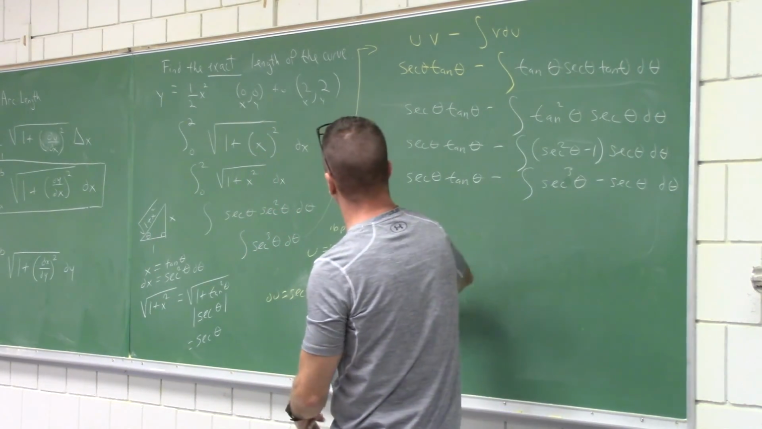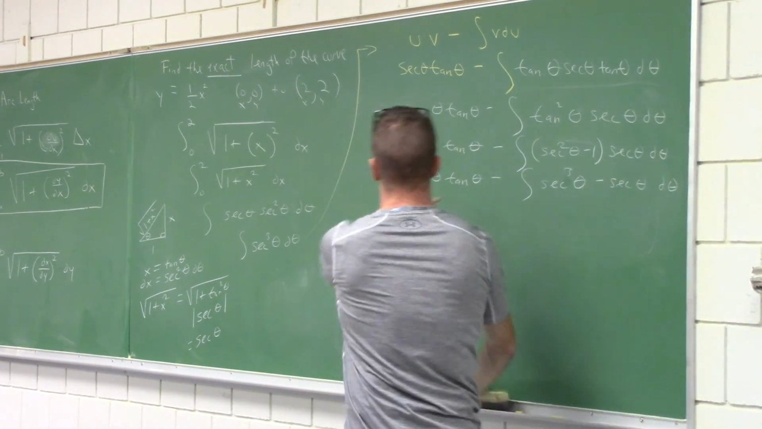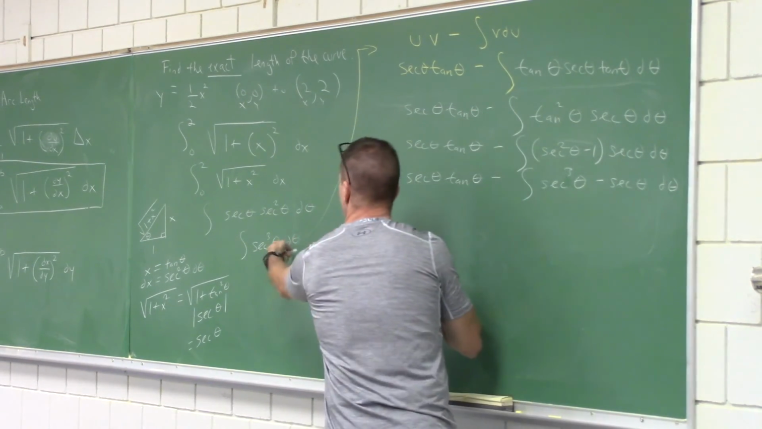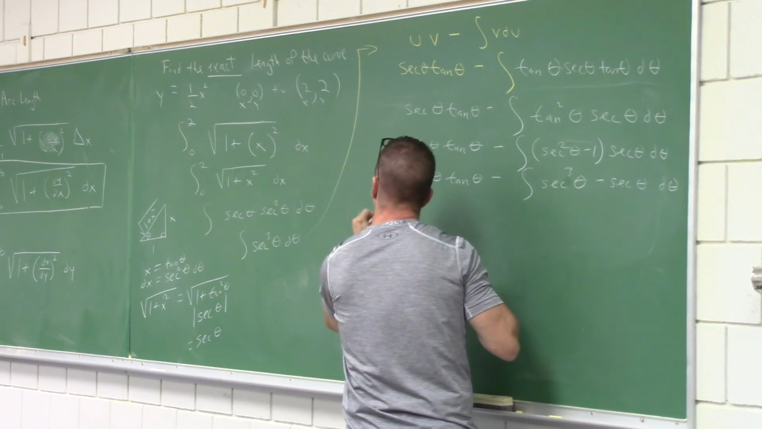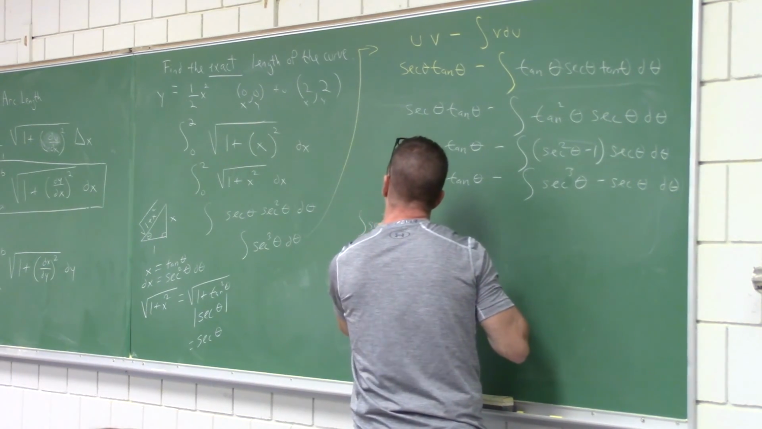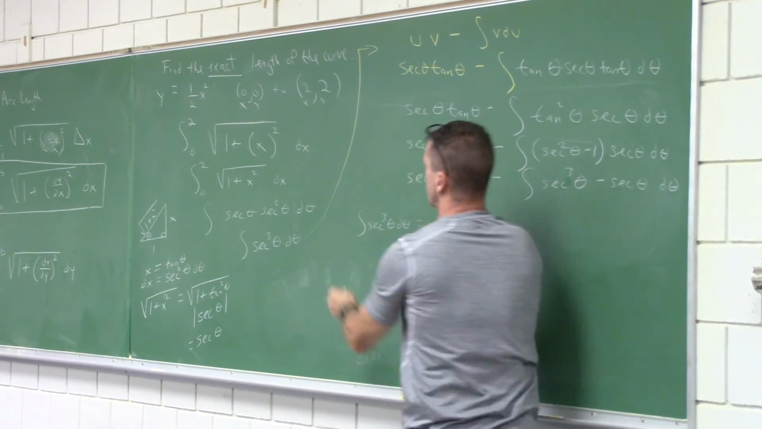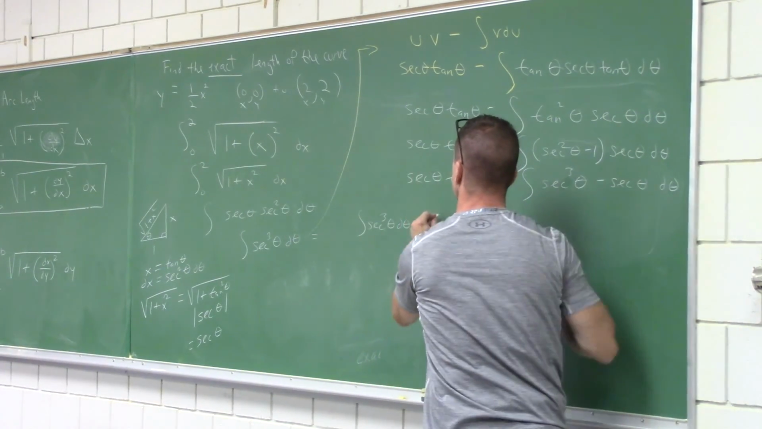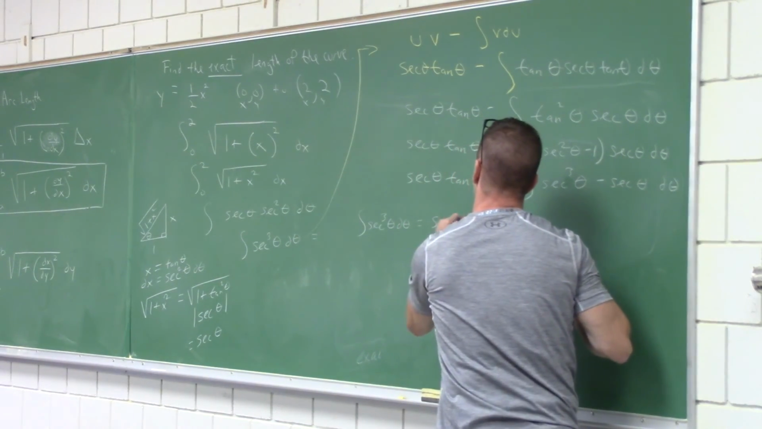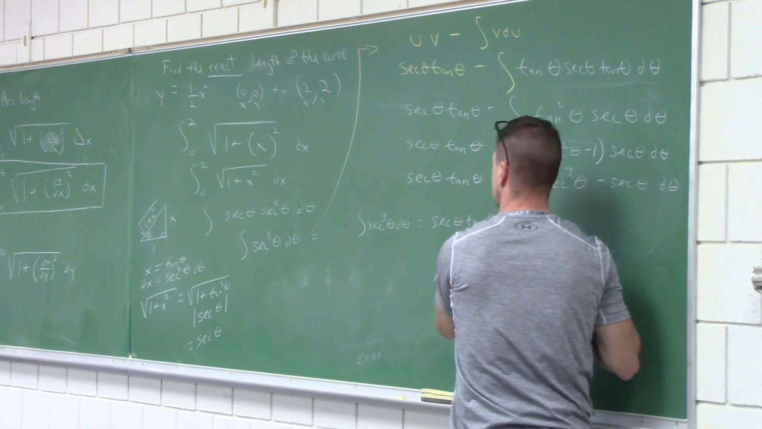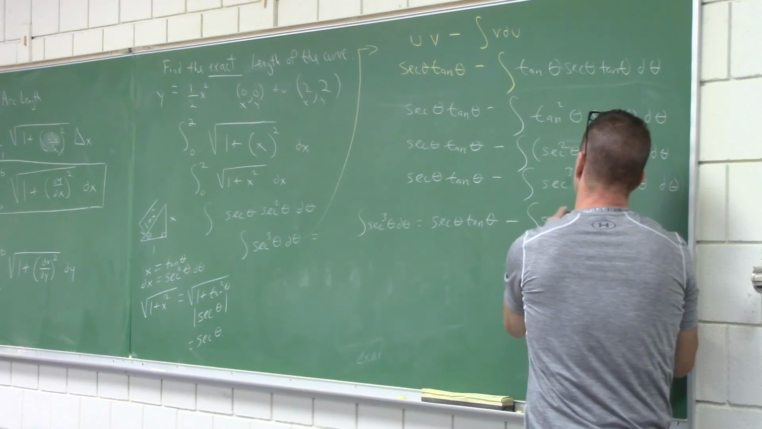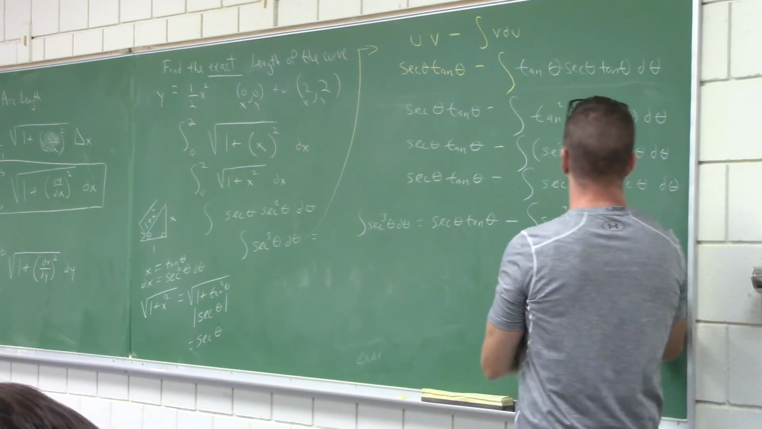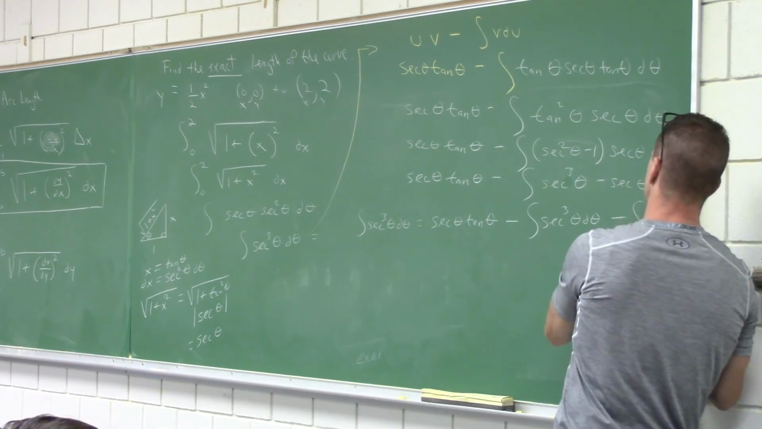Well, check this out. I'll erase this part so you can see. What was all this equal to? The integral of secant cubed theta d theta is equal to this, minus the integral of this. Someone in this class is going to spot something. Minus that integral.